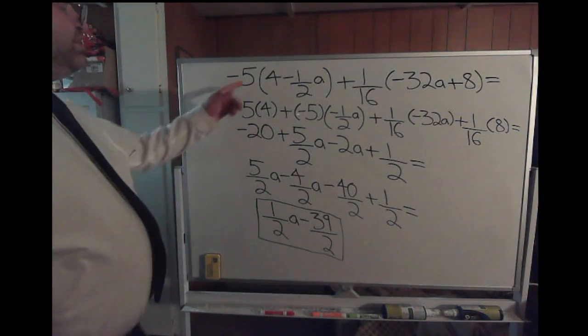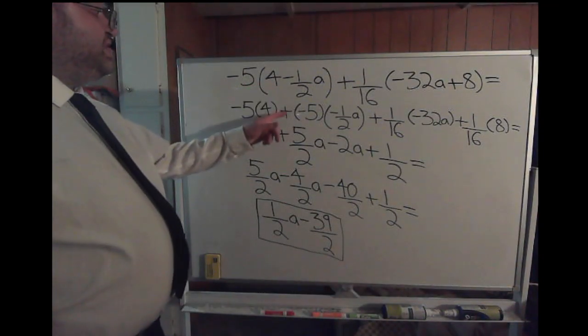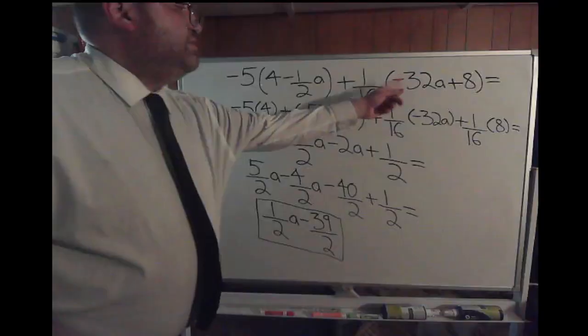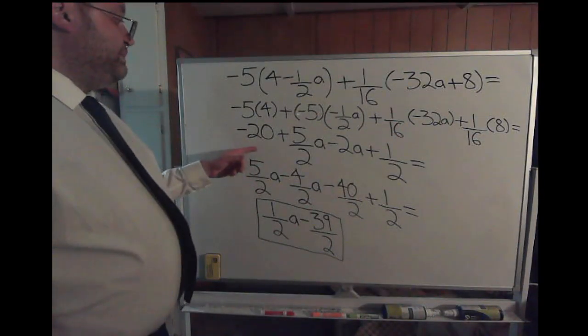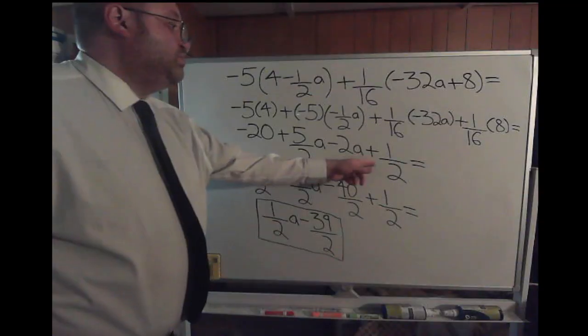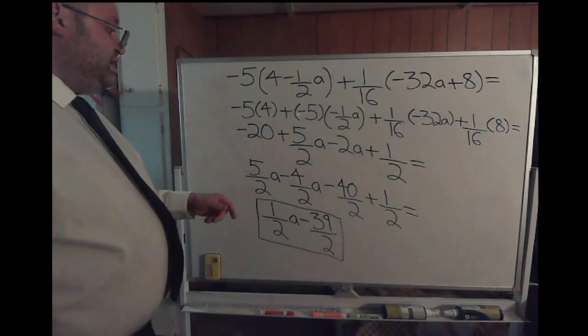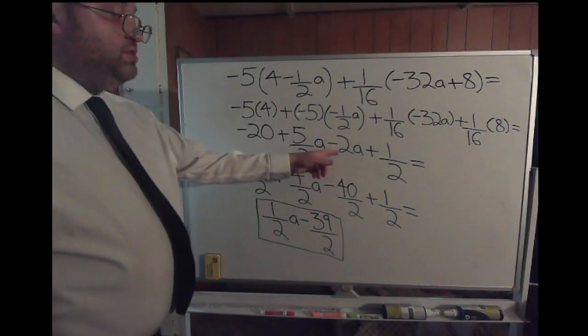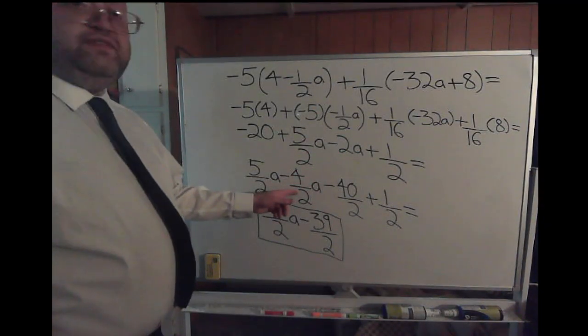So again, I distributed the negative 5 through the first set of parentheses here. Then I distributed the 1/16 through the second set of parentheses. Got negative 20 plus 5 halves A minus 2A plus 1 half. I got the like terms together. You have 5A, then minus 2A. 2A is also 4 halves A.